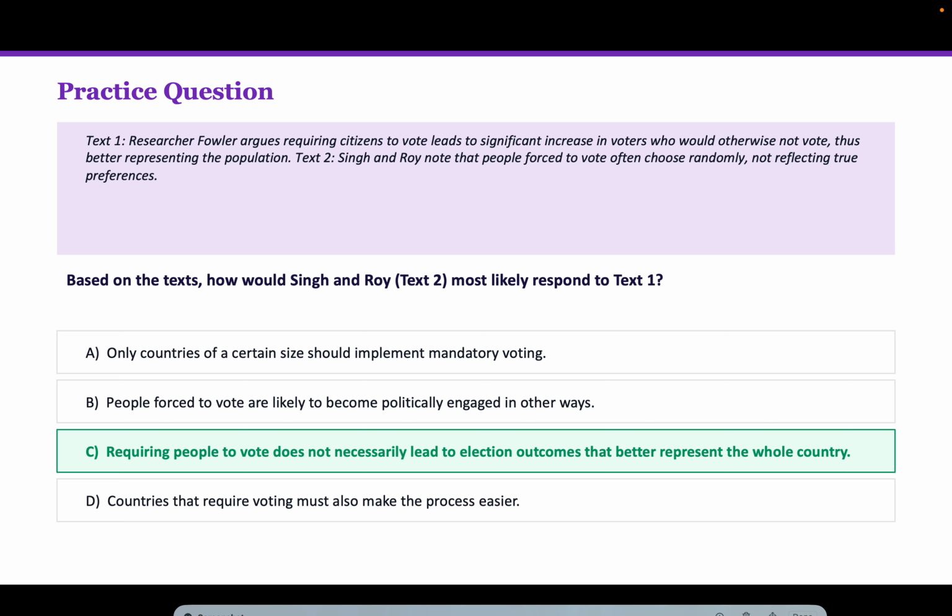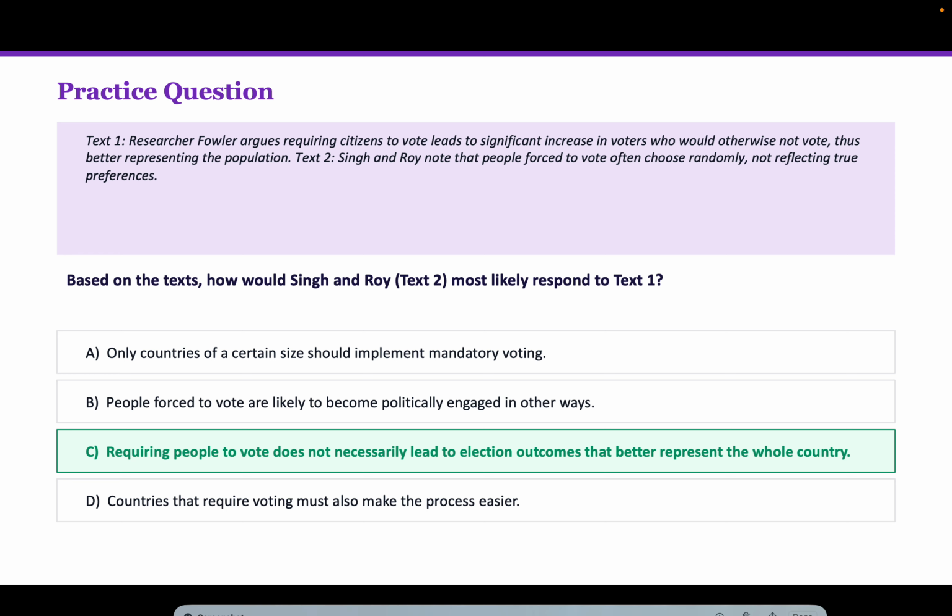So again, we can summarize the arguments. Fowler is saying that it makes people who wouldn't vote vote, so your turnout is better, or your population representation is better. That's the argument. And the second passage is saying that, okay, if these people clearly don't want to vote, and you force them and they just vote for random candidates, that doesn't reflect the true preferences of the people, so that's just bad data. You're adding noise to the data. So they're disagreeing, and Singh and Roy are saying that just because you have more voters or more representation doesn't mean it's better representation or a true representation. That's how I would describe that connection.